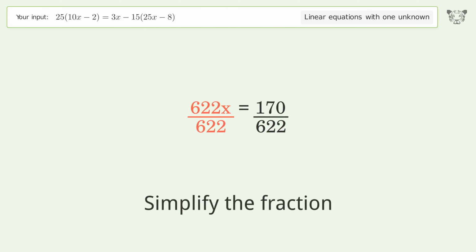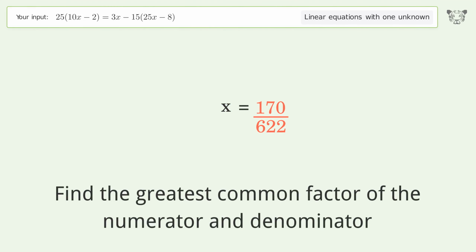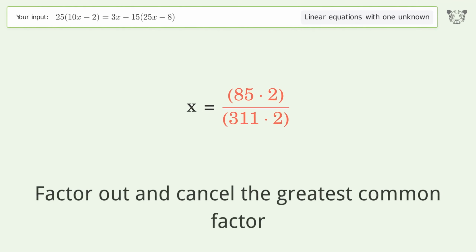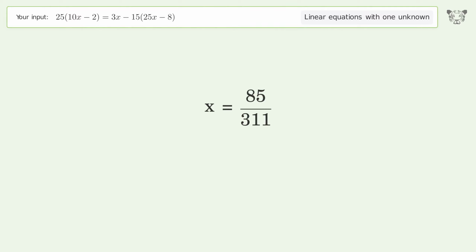Simplify the fraction. Find the greatest common factor of the numerator and denominator. Factor out and cancel the greatest common factor. And so the final result is x equals 85 over 311.